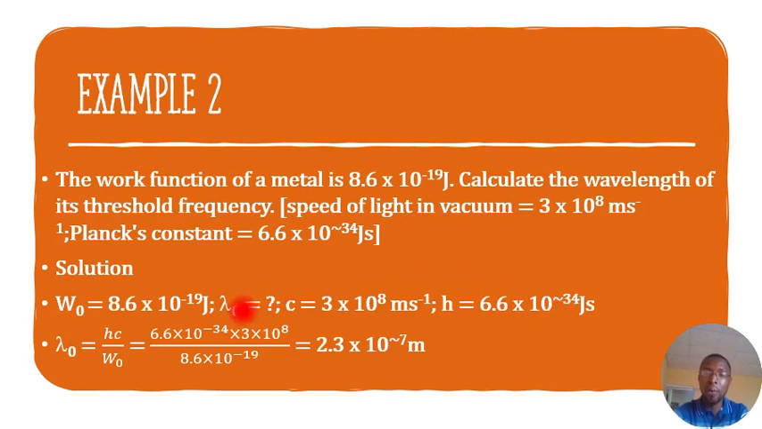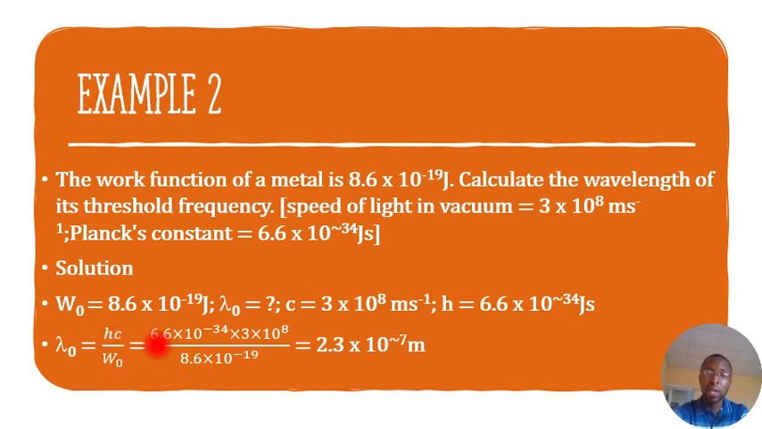So to determine our wavelength, we use the formula. This lambda naught means threshold wavelength. So threshold wavelength equals, we are determining threshold wavelength because it's coming from a threshold frequency. So threshold wavelength is equal to the product of Planck constant and speed of light over work function, right?